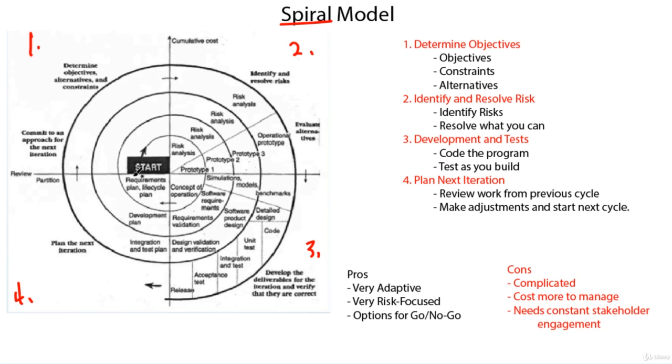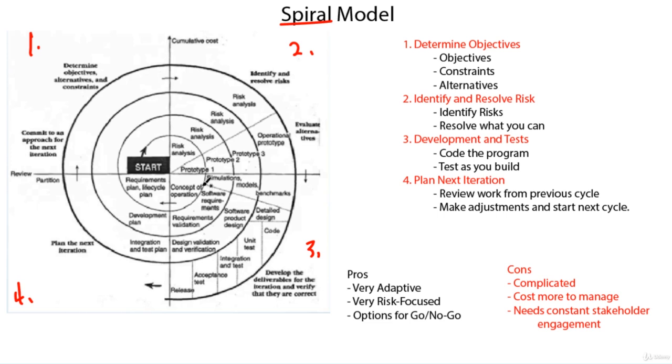So let's say we start here, right in this part, where we're going to determine objectives, alternatives, and constraints. So here we are determining these objectives, the alternatives, the constraints. We're determining everything that the project is. We're basically coming up with a plan. From there, we move over into identifying and resolving risks. At this point, we're just pretty much identifying risks. There's nothing to really solve since we haven't coded anything. And we come up with a prototype, which in this situation is just a plan.